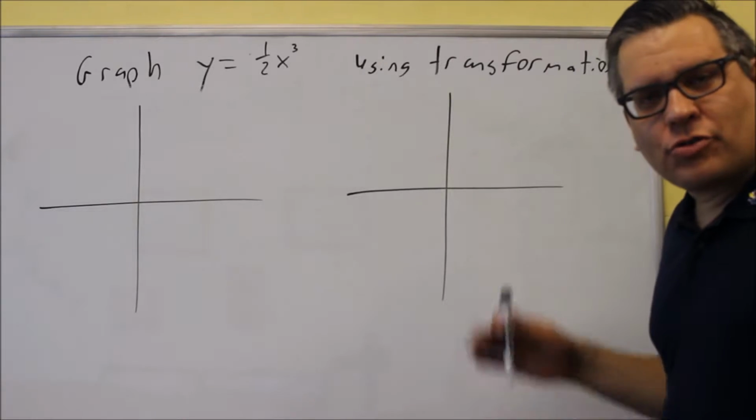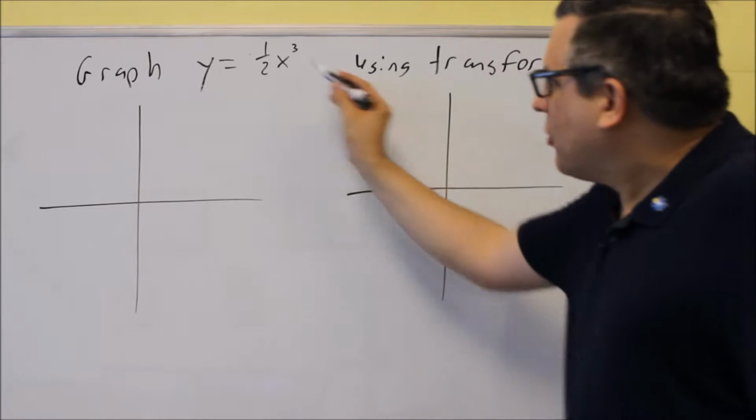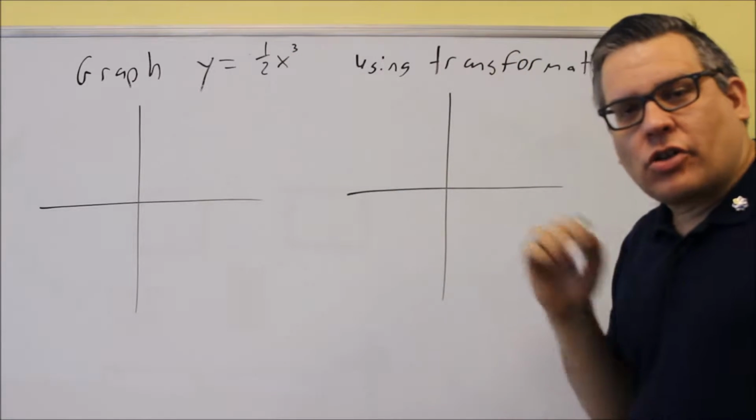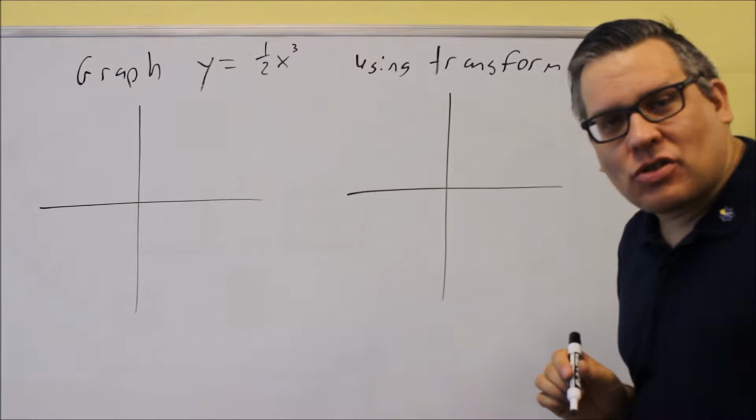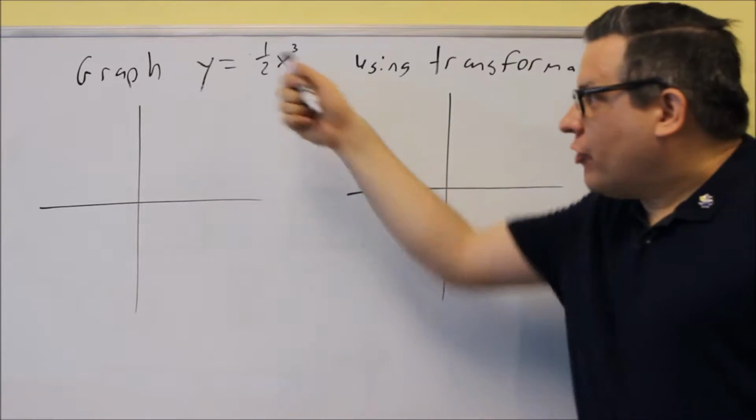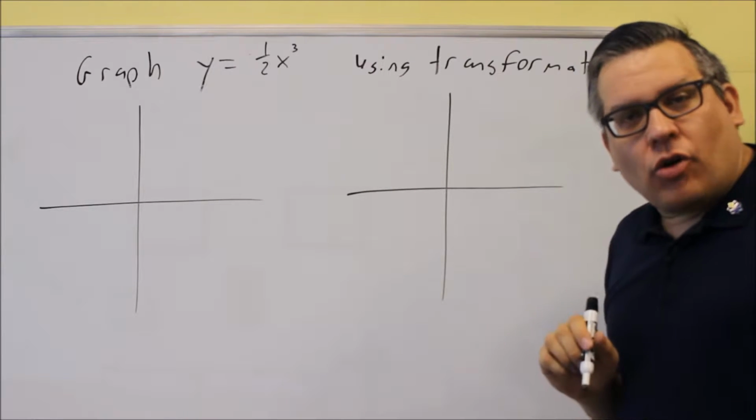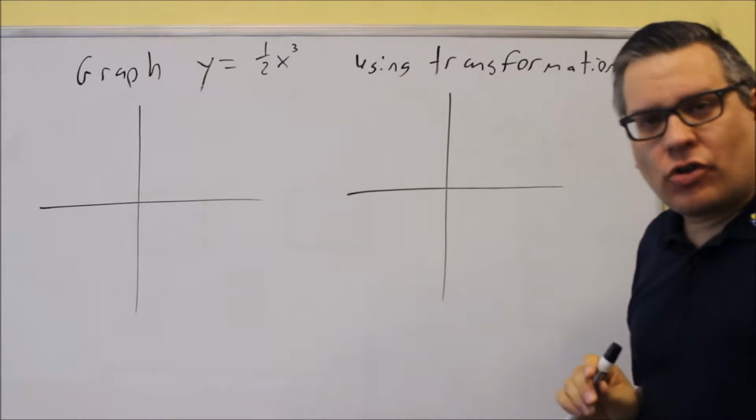Okay, so now what we're going to do is take a look at stretches and compressions. The number that's in front here, if you look at the transformation rules that I have, would be the rule a times f of x. The rules say that if the number in front is between 0 and 1, you're going to have what's referred to as a vertical compression.